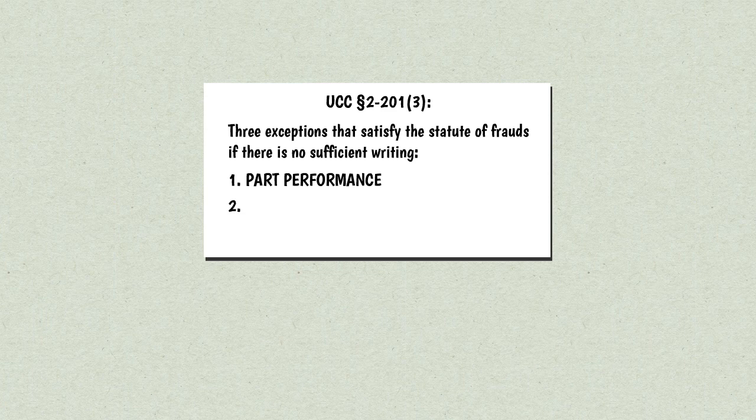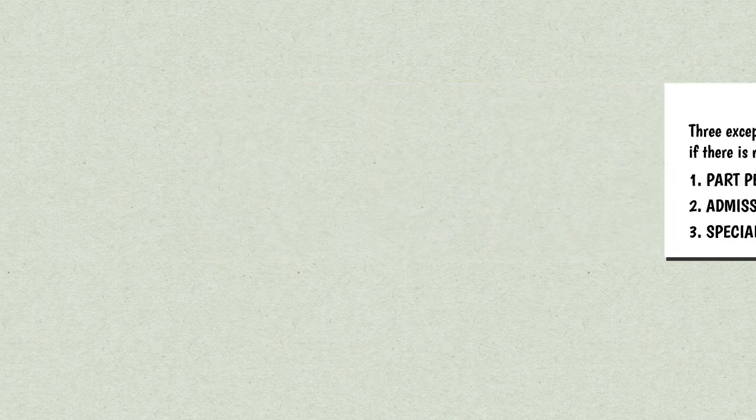The second UCC Article 2 exception to the statute of frauds is admission. Admission of the contract's existence by the party to be charged in court through pleadings, testimony, or otherwise is an exception to the statute of frauds writing requirements. Third, specially manufactured goods. Specially manufactured goods are those not suitable for sale to others in the ordinary course of the seller's business. For this exception to apply, the seller must have substantially begun manufacture of the goods or made commitment for procurement of the goods.